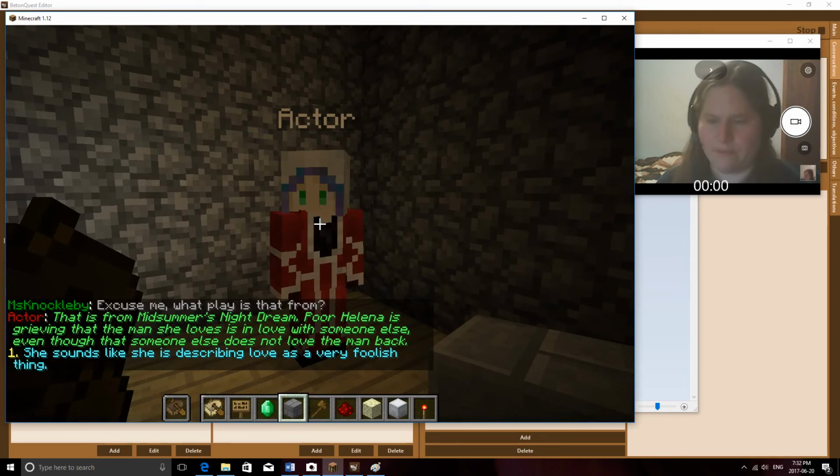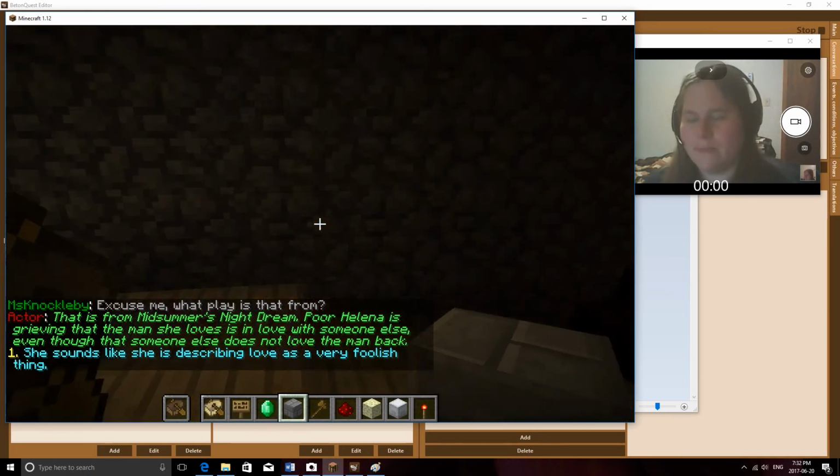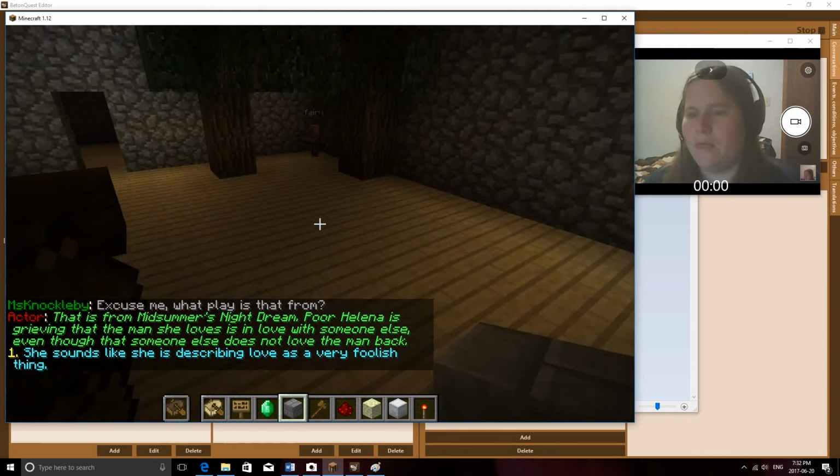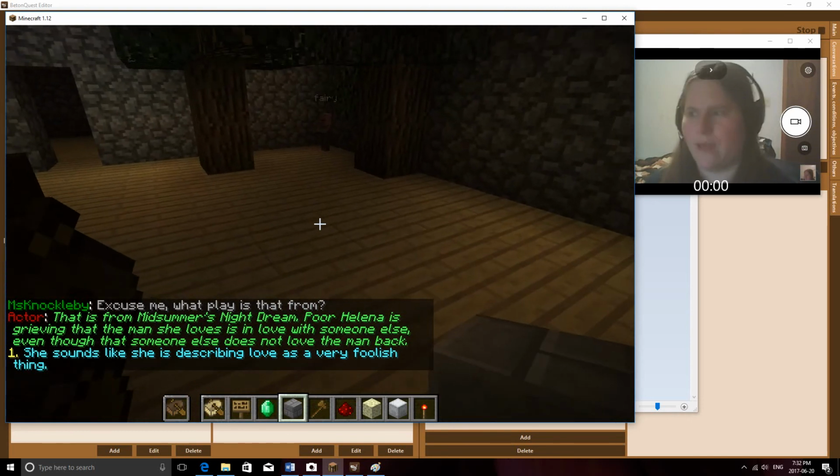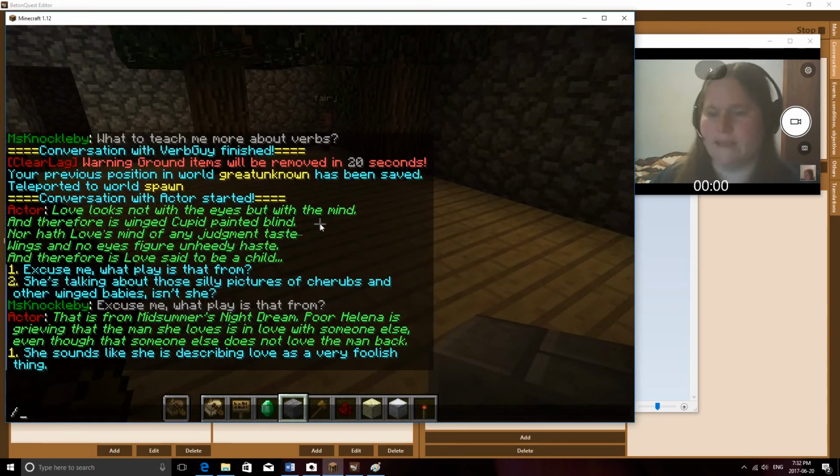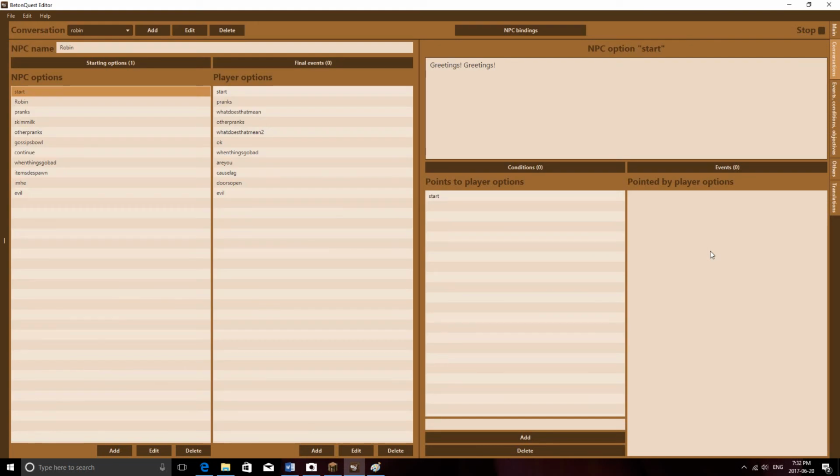Choose one. That's from A Midsummer Night's Dream. So the NPCs will explain a bit. The important thing, though, is we're not just going to rely on going around and talking to NPCs. I'm going to be asking students to write their own NPCs. So we use this program here.